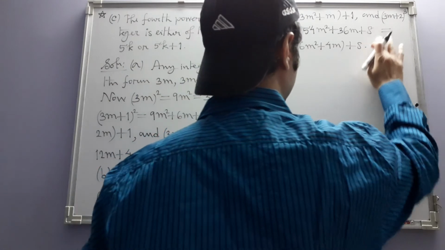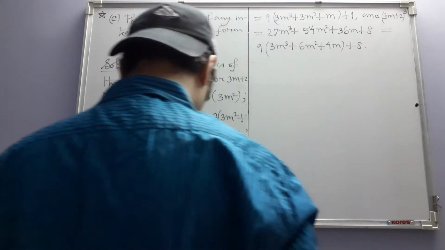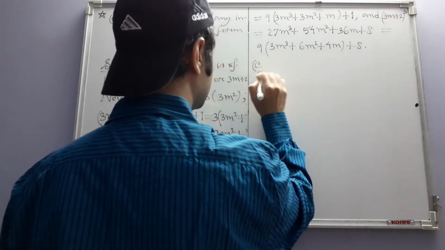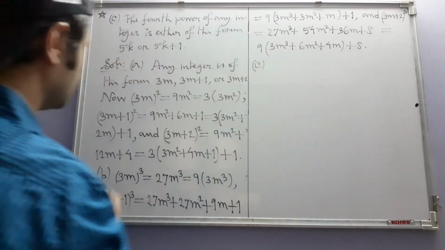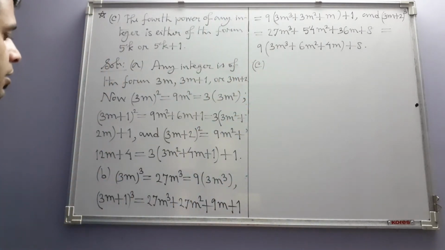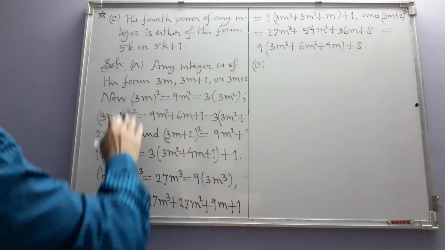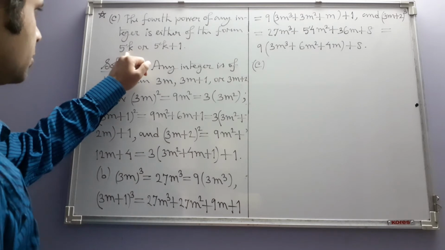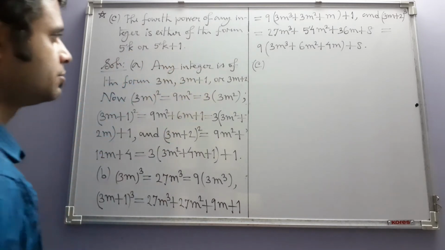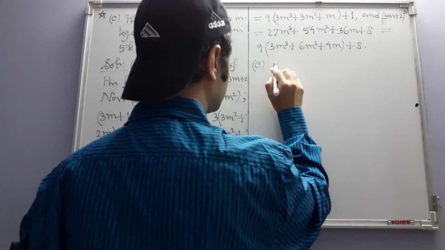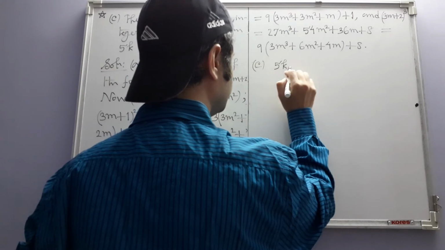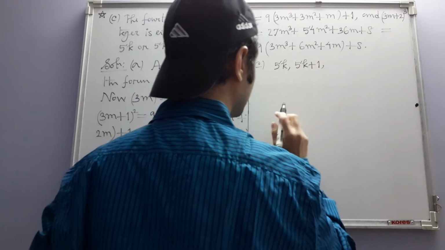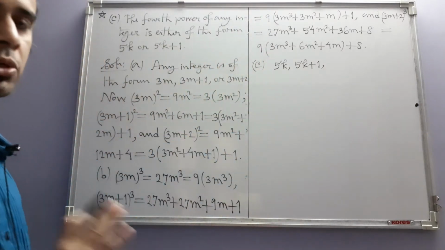Oh, this is not the end. We have another one, part C, which is even more involved. Here we have to calculate 4th power, and we have to in fact consider all the forms that we get when we divide by 5. So here the possible forms are 5k plus 1. Please write these solutions properly.